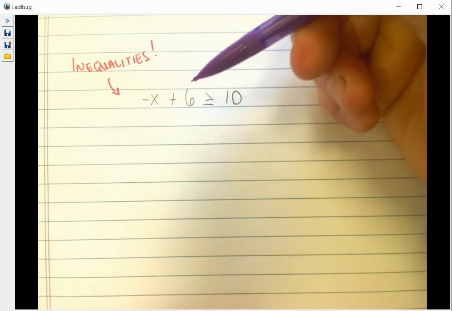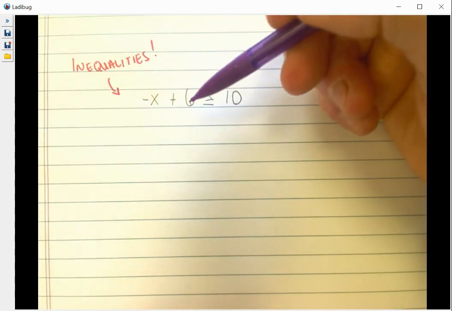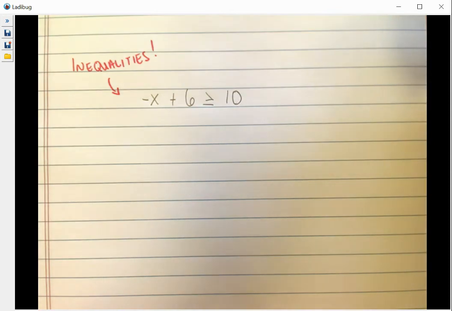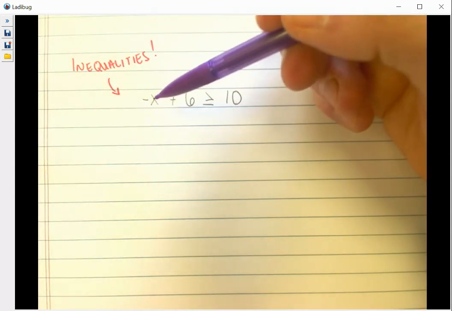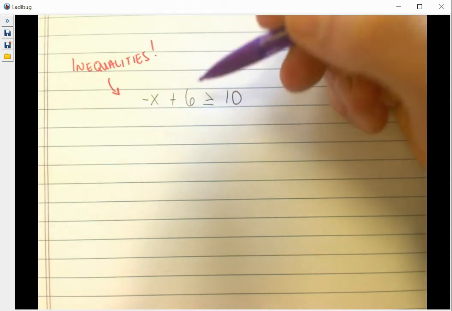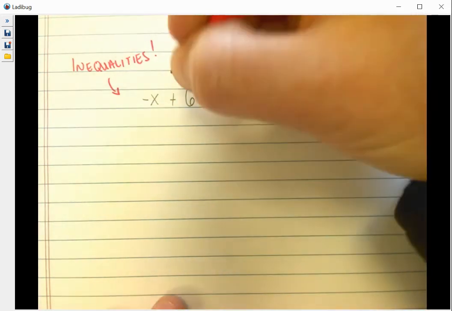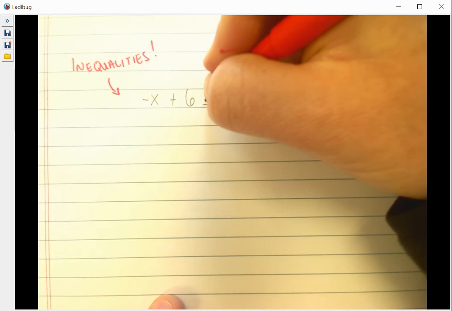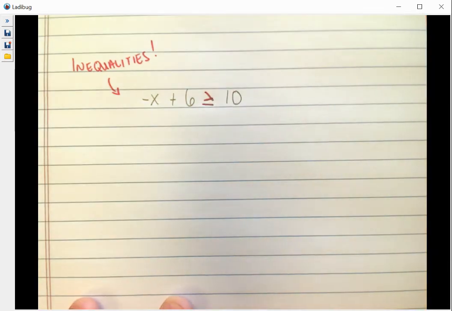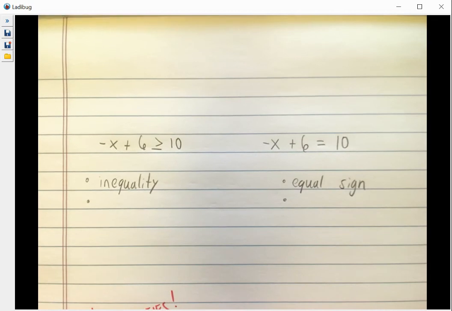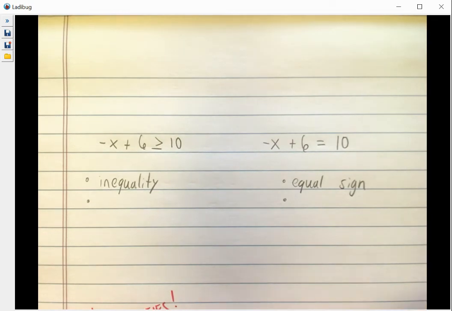Let's take a look at inequalities. Suppose I give you this scenario. I give you this equation, negative x plus 6 is greater than or equal to 10. Notice that this is an inequality because we've got this symbol right here, a greater than or equal to sign. Let's compare inequalities versus something that has an equal sign.